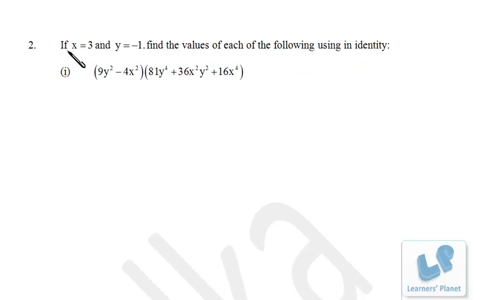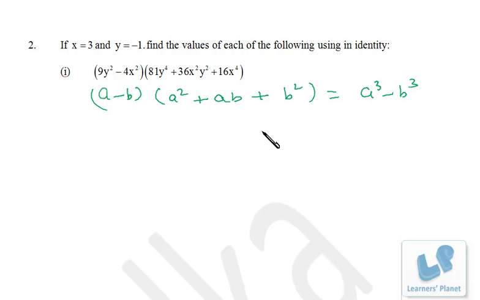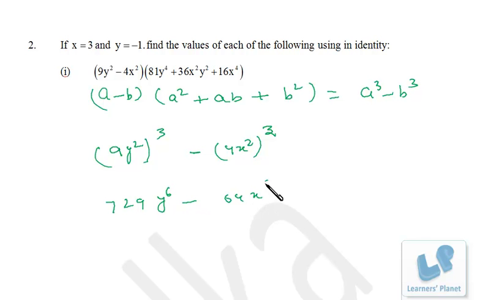Now in this sort of questions, if we need to put up the value, then how would we solve? Further, just listen to me carefully. This is a, this is b. Now see, this is a square, yeah, it's 9y square. So a square plus 9 into 4, 36, x square y square. So yes, it's ab, and then plus 4x square, that's b square, right? So this is a cube minus b cube, right? So a cube is 9y square whole cube minus b cube, which is 4x square whole cube, right? So it's 9 cube, that is 729 into y raised to 6 minus 64x raised to 6.